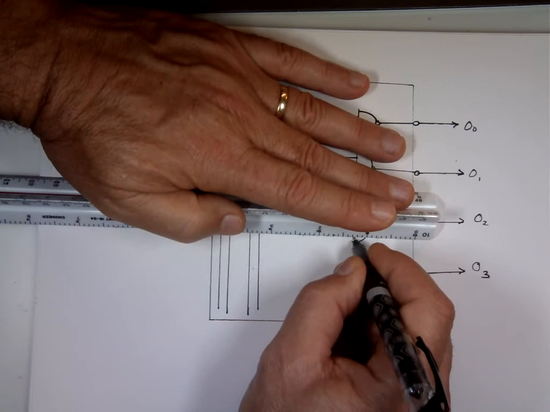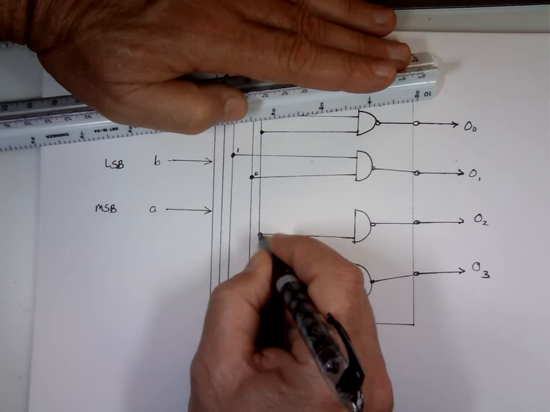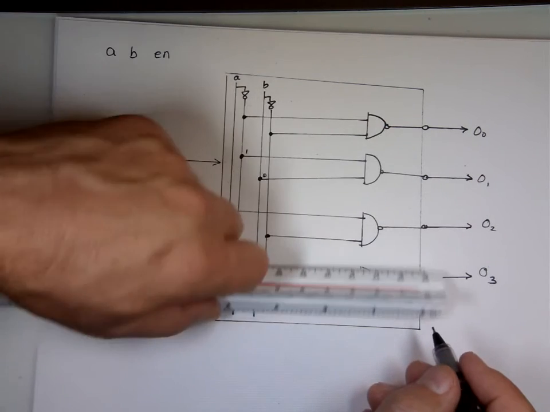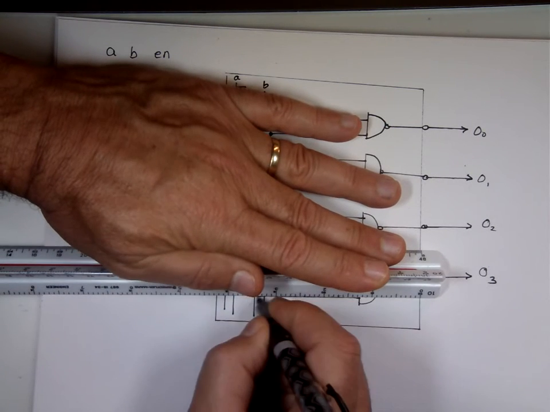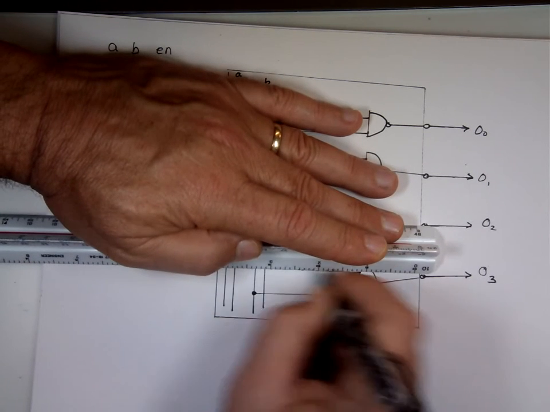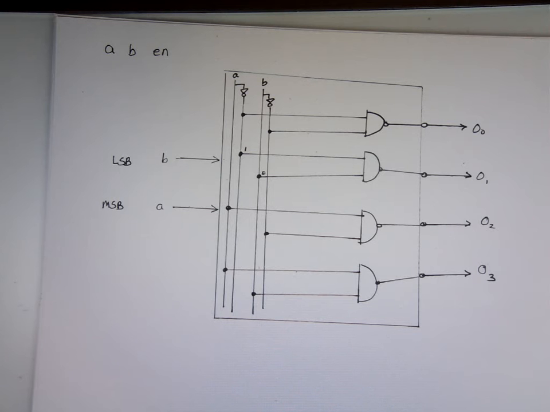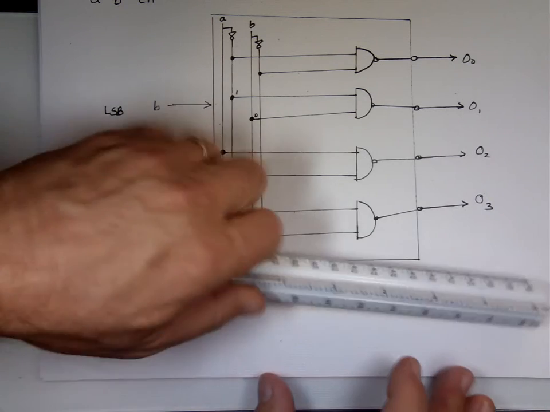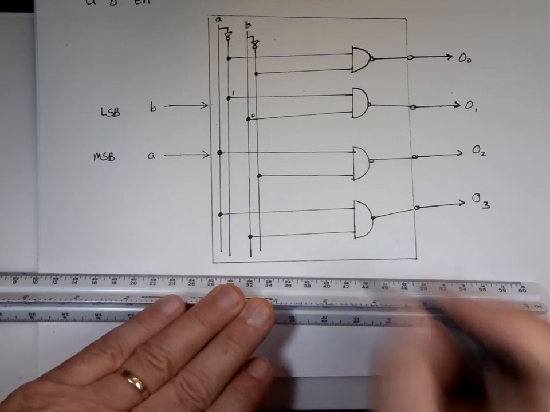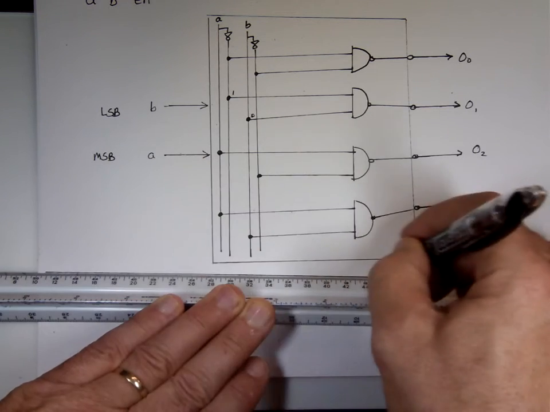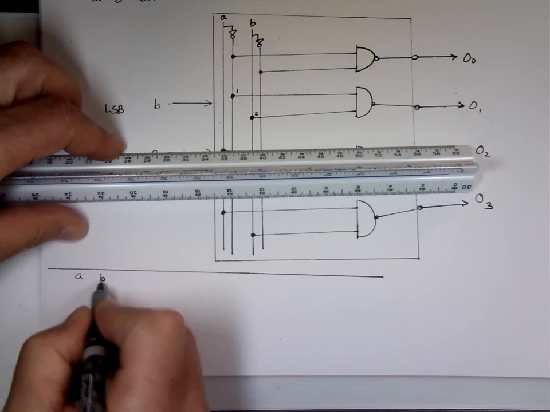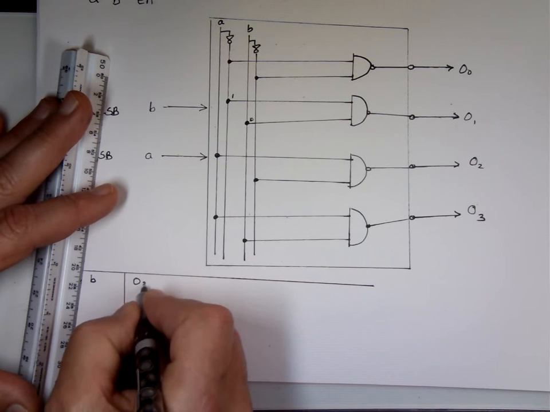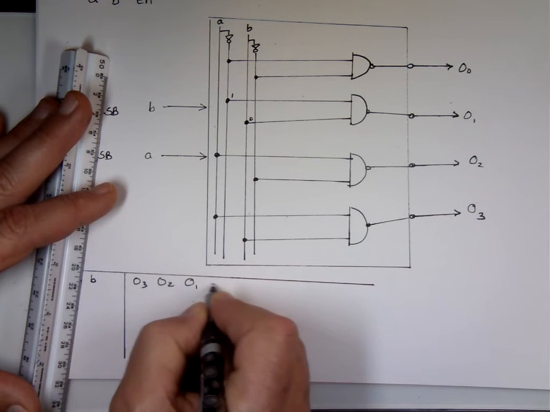So B is 0 and A is 1. And the last one is what? B is 1 and A is 1. That's what's inside. So only one of these will be low, the rest of them will be high. So again, if I'm trying to show you the truth table for it, it will look like this. This is A, this is B, and this is my output. Output 3, output 2, output 1, output 0.